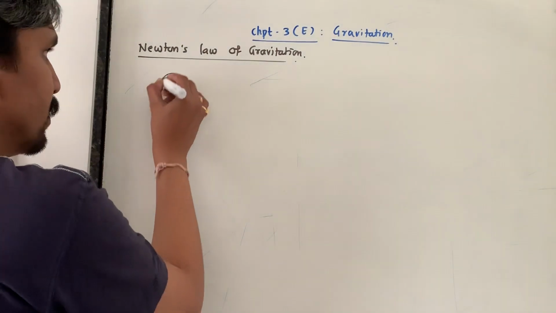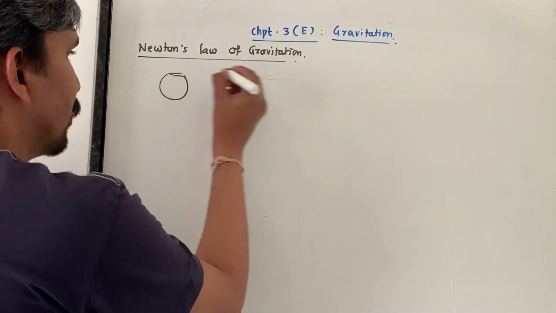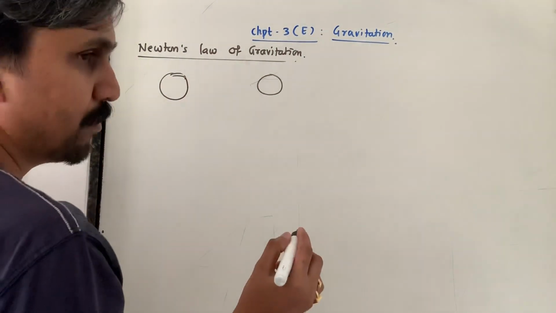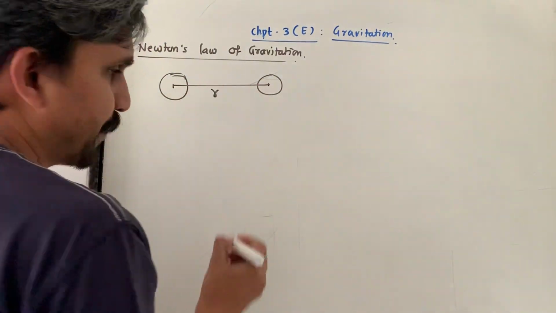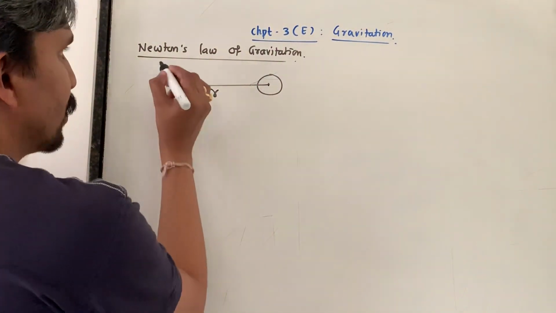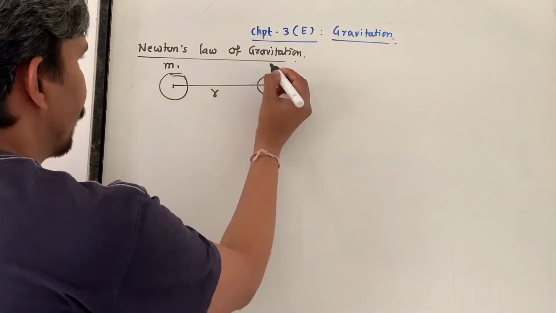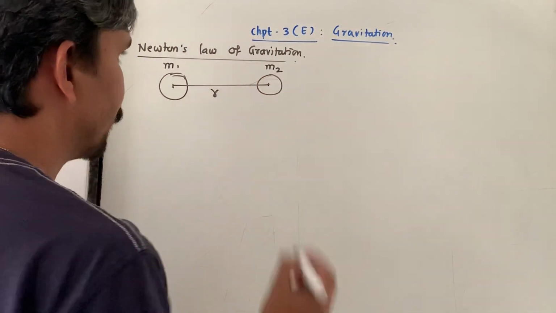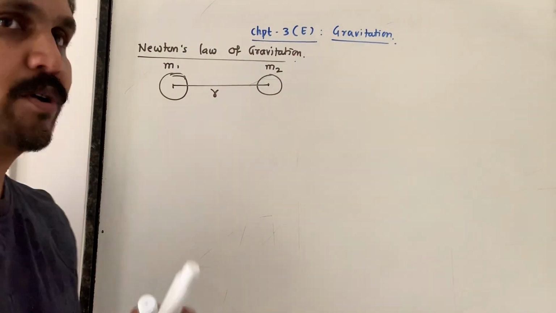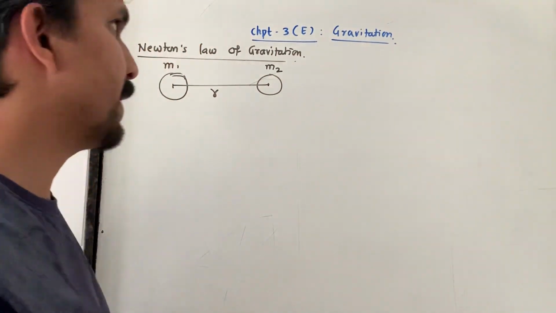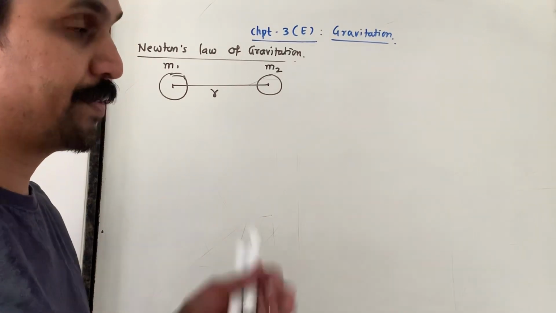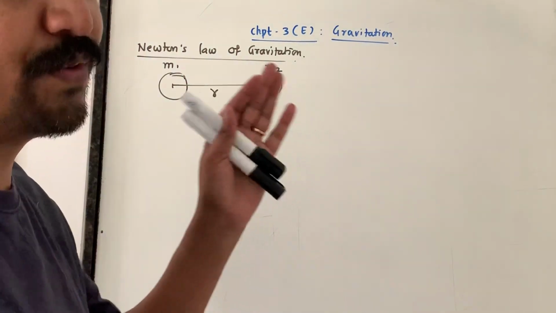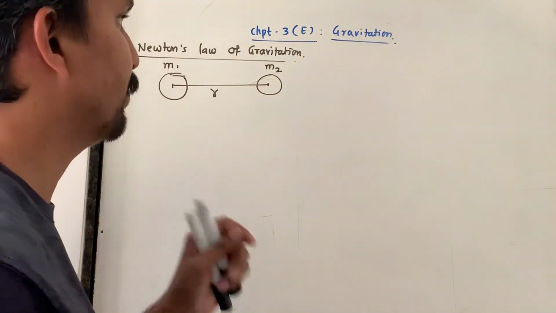These are two bodies. This is the first body, this is the second body. They are separated by, say, distance r. The mass of the first body is m1 and that of the second body is m2, and they are separated by distance r, that is from the center of the first body to the center of the second body.